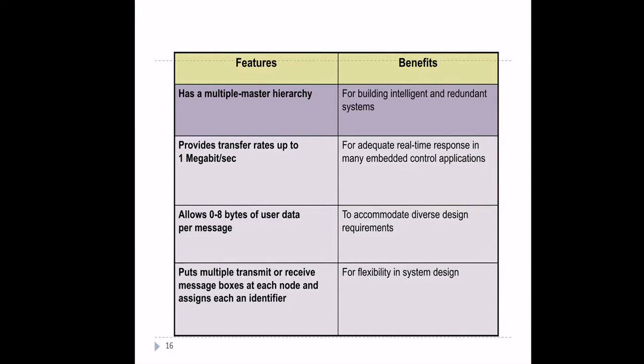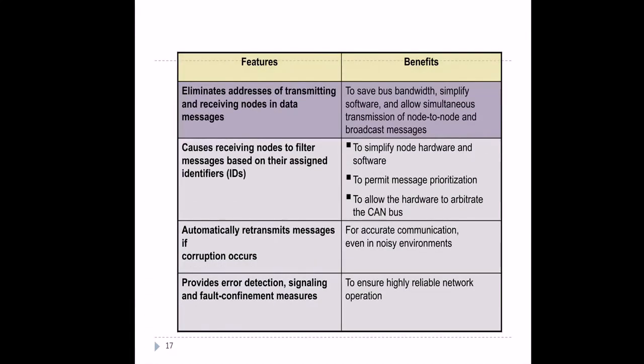Then it puts multiple transmit or receive message boxes at each node and assigns each an identifier. This concept has been brought in for flexibility in the system design. It also has the feature of eliminating the address of transmitting and receiving nodes in the data. So this will save the bus bandwidth, it simplifies the software, and it allows the simultaneous transmission of node to node and broadcast messages properly without any data loss as well as time delay.